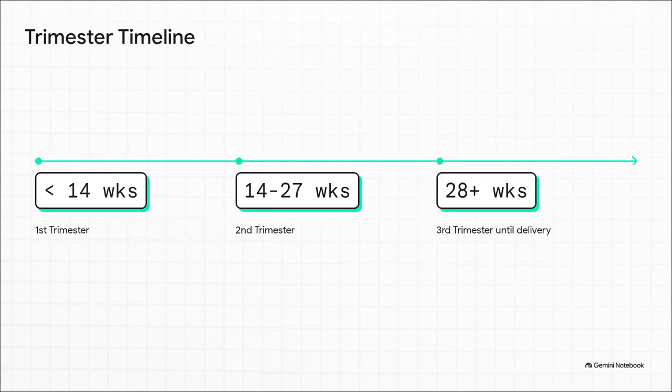And trimesters aren't just something we guess at. They are rigidly calculated from the very first day of the patient's last menstrual period. They map out exactly like this timeline you're looking at. The first trimester is less than 14 weeks and 0 days. The second is 14 weeks and 0 days to less than 28 weeks. And then the third trimester is 28 weeks and 0 days right up until delivery actually occurs.